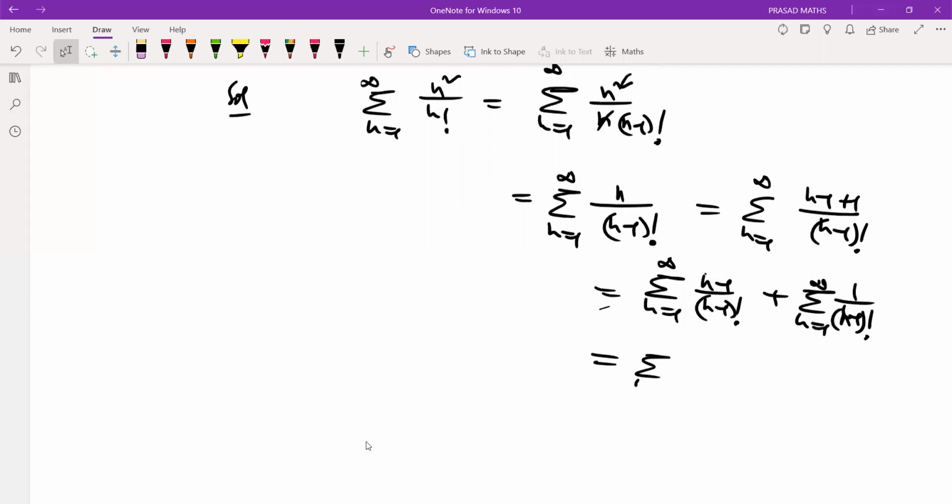Therefore, what is this again? This is nothing but summation n equals 1 to infinity. n minus 1 and n minus 1 cancel. You can write it as 1 by (n minus 2) factorial, plus summation n equals 1 to infinity 1 by (n minus 1) factorial.